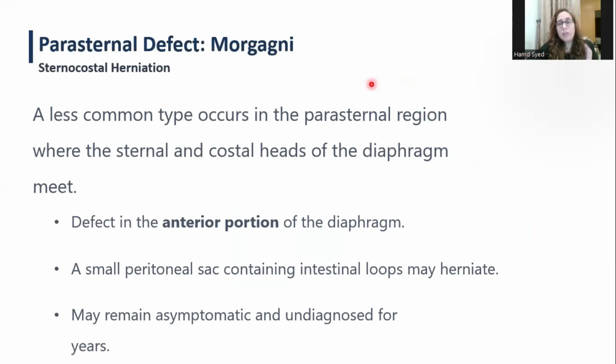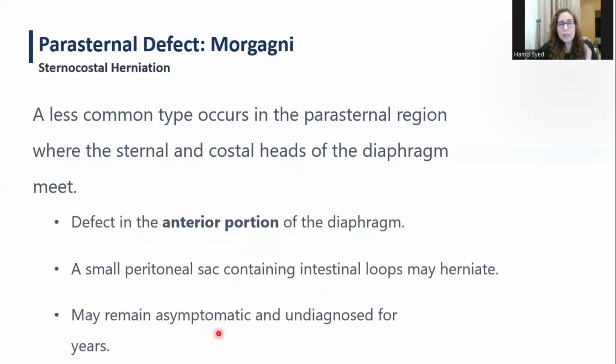Now, another type of congenital diaphragmatic hernia, other than the one which we have discussed right now, is the parasternal defect, which is the less common one, known as the defect of Morgagni. And this occurs in the parasternal region where the sternal and costal heads of the diaphragm meet. So this is a defect in the anterior part of the diaphragm, and a small peritoneal sac containing intestinal loops may herniate.